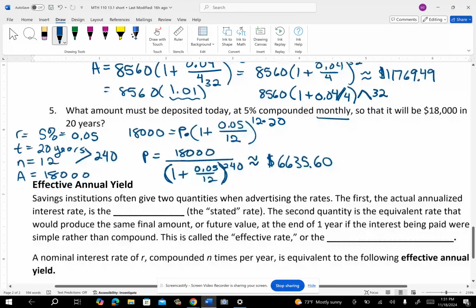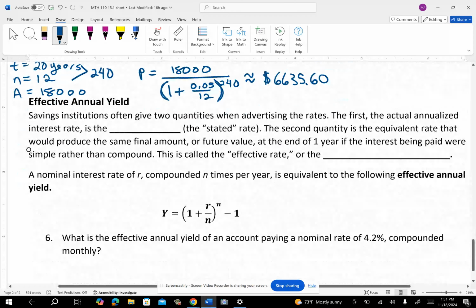All right, now I'm going to talk about something called effective annual yield. What this really is, is a way of comparing investments that might be difficult to compare. Like when you compound the interest monthly versus daily, you might have a slightly lower interest rate but compound more often and wind up with higher interest. So it can be difficult to know which account will wind up being the best.